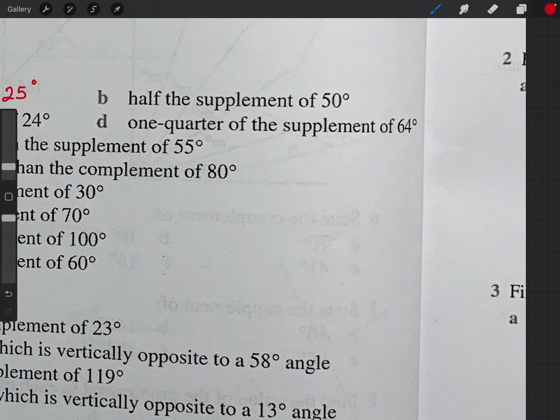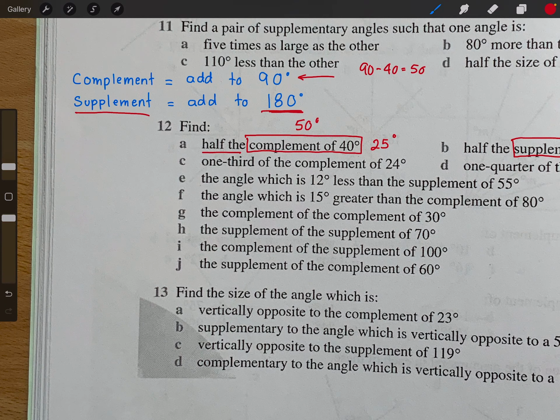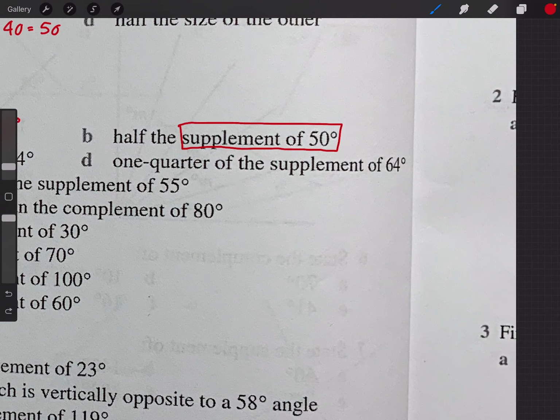Question B, half the supplement of 50. So what I'm going to do is put this part in a box. So supplement of 50 means what angle? Now supplement means two angles add up to 180 degrees. So what angle adds with 50 to give me 180? And that will be 130. So all of this is just 130 degrees. Now it says half of that, so half of 130 will be 130 divided by 2, which gives us 65 degrees.